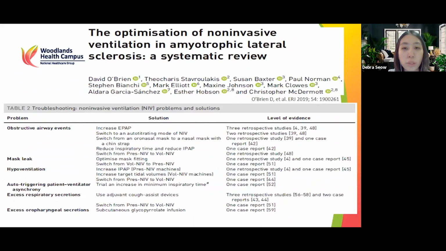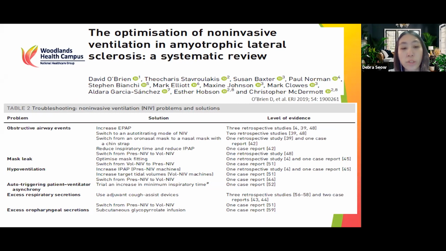So this is a very good systematic review about how they did troubleshooting of NIV problems. And you can see that again, for excess respiratory secretions, there are not many studies. So they actually use adjuvant cough assist devices. Some of them switch from pressure NIV to volume NIV, but these are all case series, case reports.